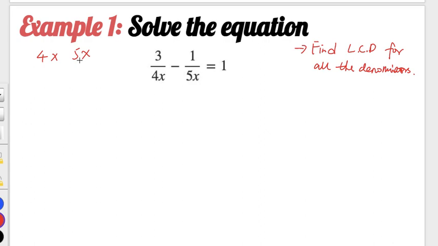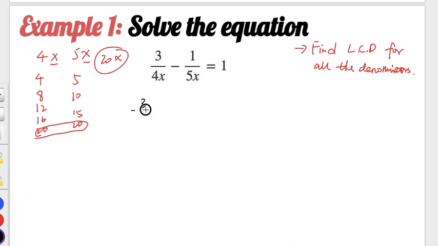For the numbers 4 and 5, if you forget, you can try this idea. 4 times 1 is 4, times 2 is 8, 3 is 12, 4 is 16, 5 is 20, right? For 5, 5 times 1 is 5, 10, 15, 20. And you can see 20 is the common denominator, and x is all covered, so we need to change it to be 20x. But how do we change it?